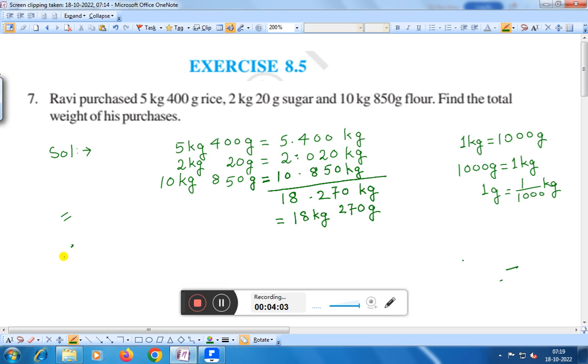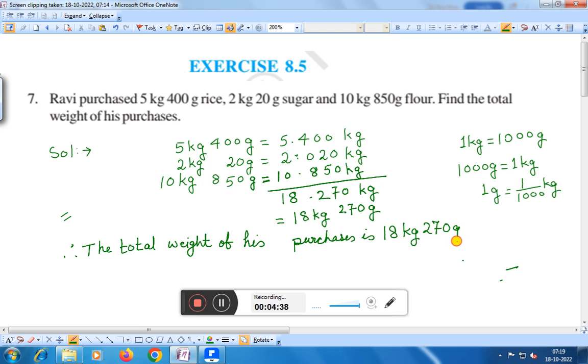Therefore the answer is, the total weight of his purchases is 18 kg 270 gram. This is the answer.